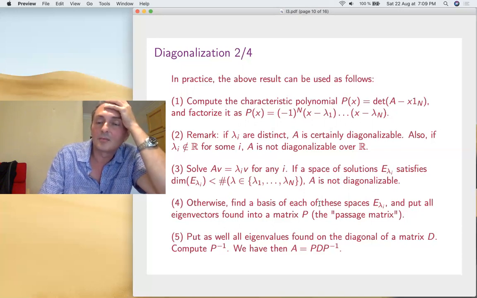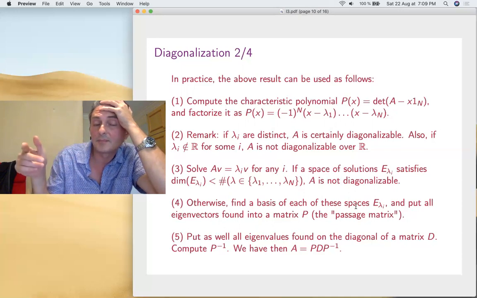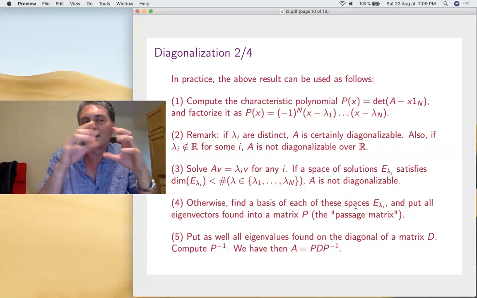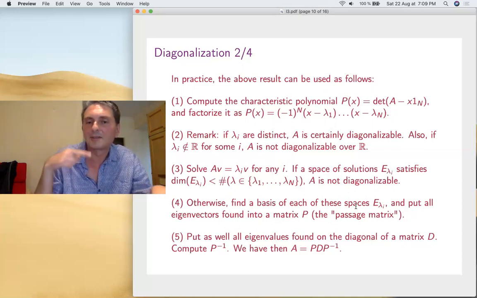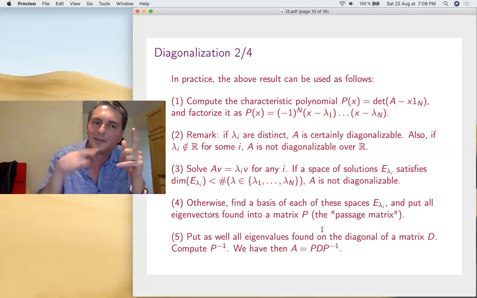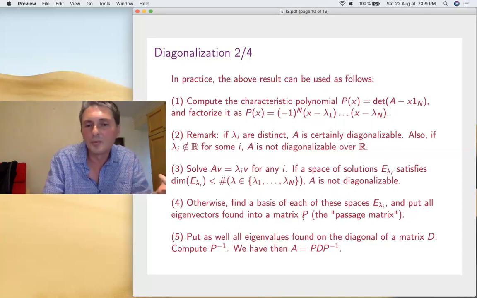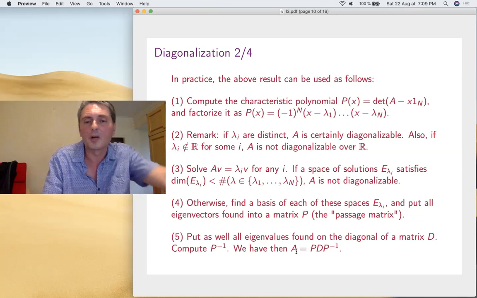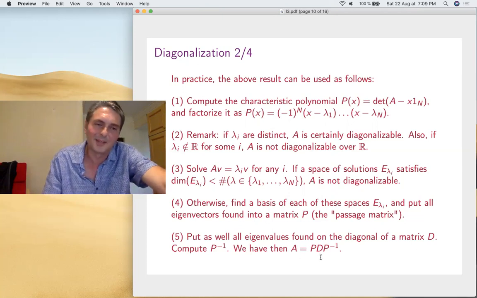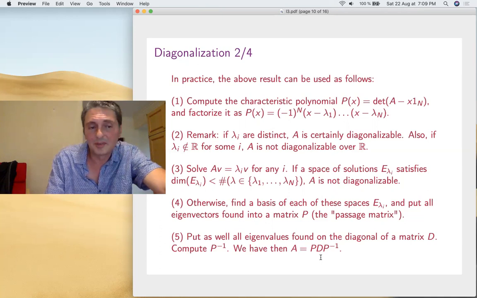In case it works, you have to find the basis of each of these spaces, and you put together all these bases as column vectors in a matrix that you call P, the passage matrix. Also, you put all the eigenvalues that you found on the diagonal of matrix D. You have to compute the inverse of the passage matrix, and then that's your final formula. A is P D P minus 1. Okay, so D is the diagonal, P is the passage matrix. So there's all this work to be done here.